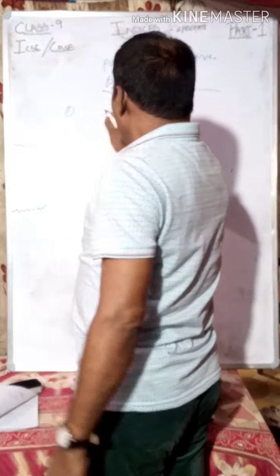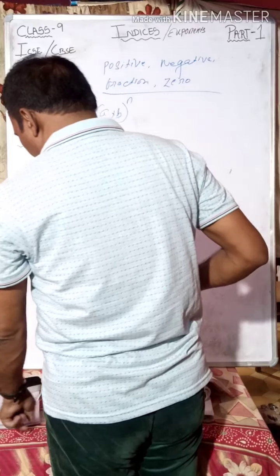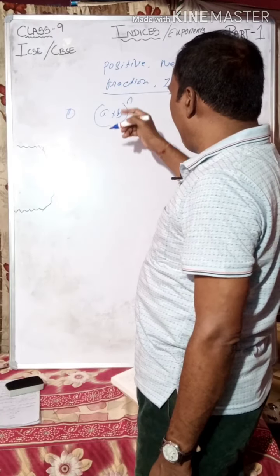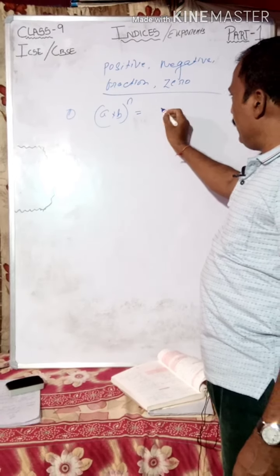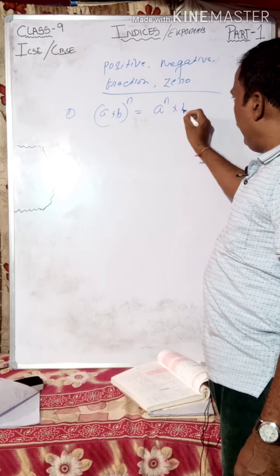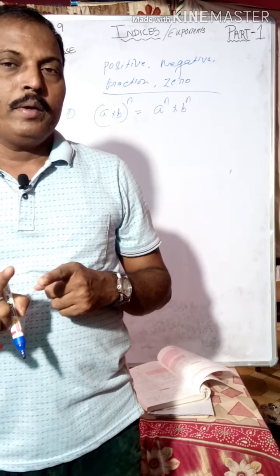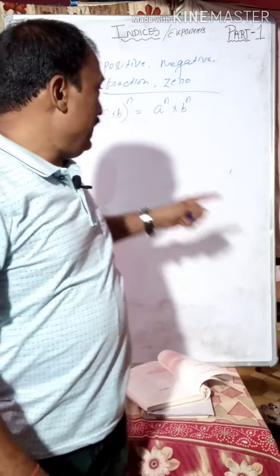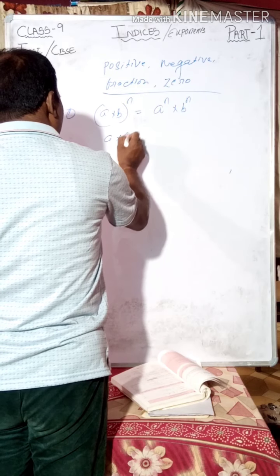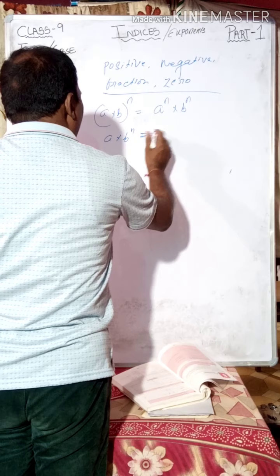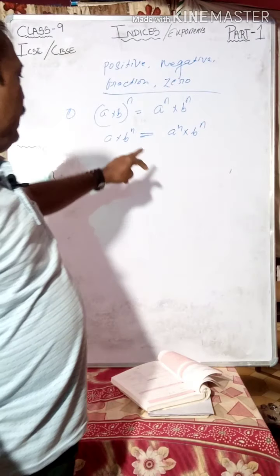Now first, (a×b)^n is equal to what? (a×b)^n is equal to a^n × b^n. In this case, the bracket is very important. If here is written a × b^n, we cannot write a^n × b^n, because there is no bracket, so n is the power of b only.